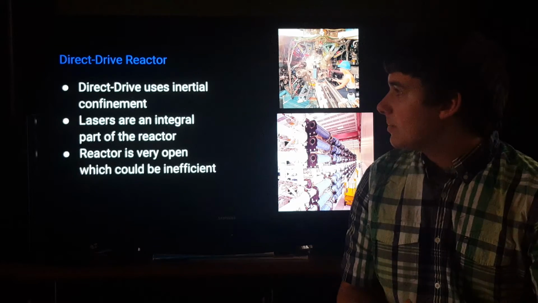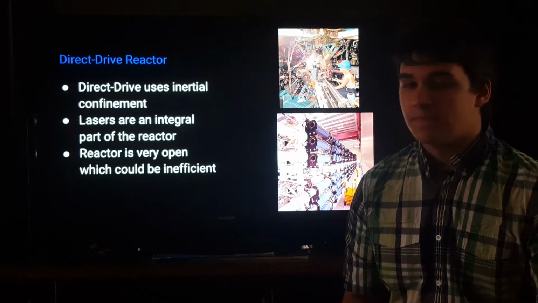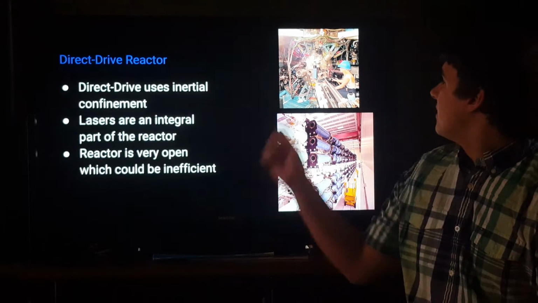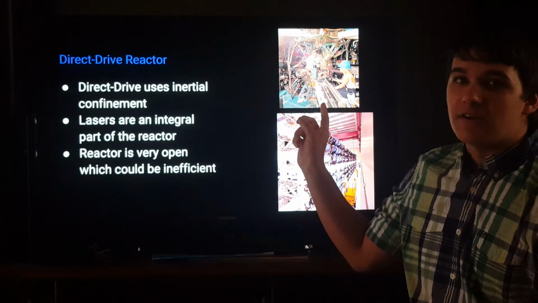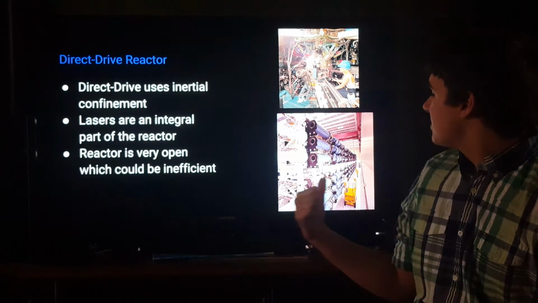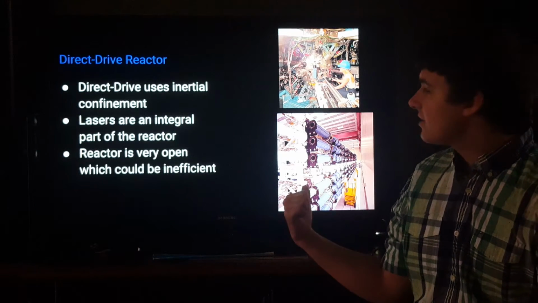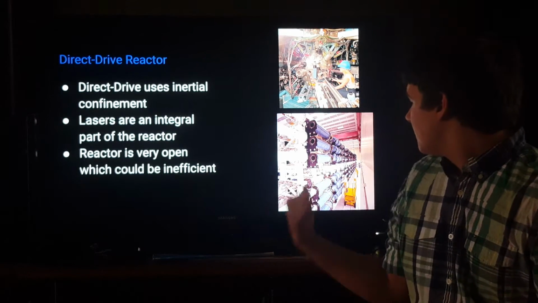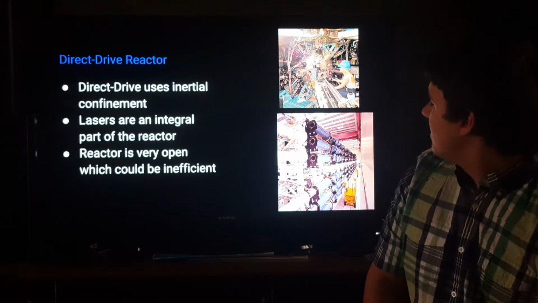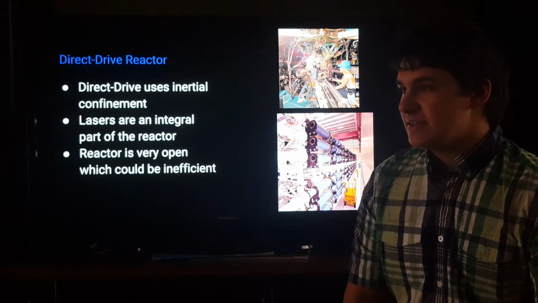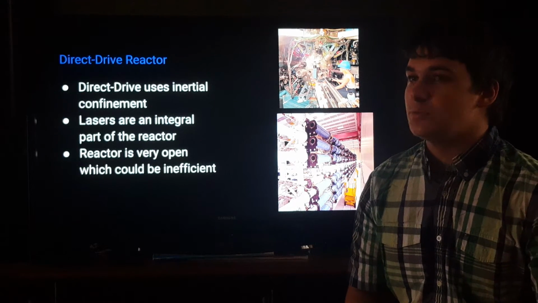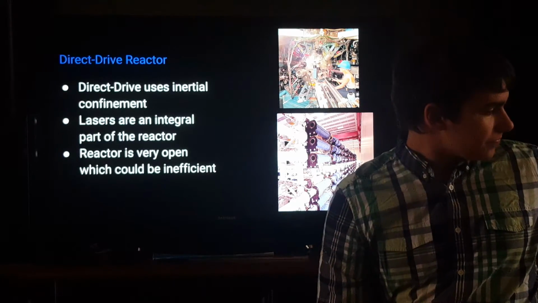But like I said, the problem with the direct drive reactor is, from the first picture, that is just the center of the direct drive reactor. But the second picture is the actual laser part. The size of the reactor is huge. It's insanely big, and that could cause inefficiencies with building and maintaining them.